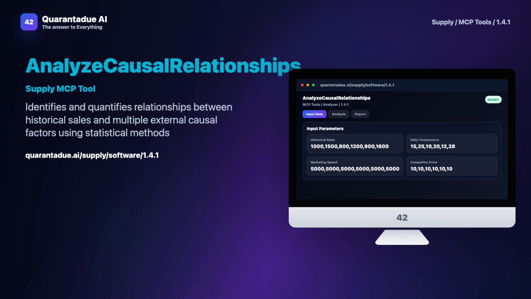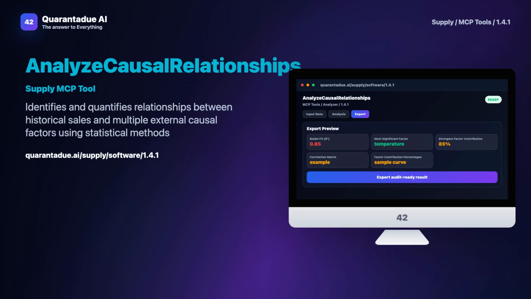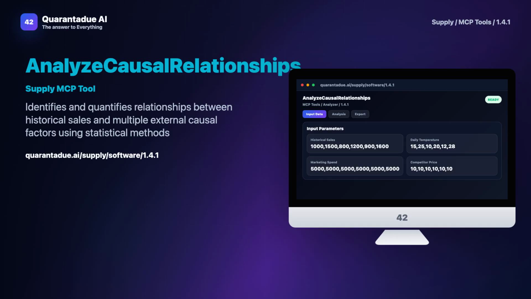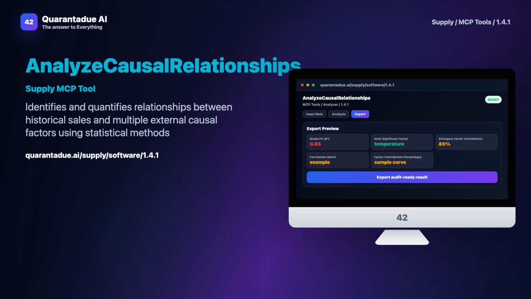Analyze Causal Relationships is supply software for a specific operational decision and identifies and quantifies relationships between historical sales and multiple external causal factors using statistical methods. This video explains what the tool does, why the workflow matters, and how the output becomes useful decision evidence.